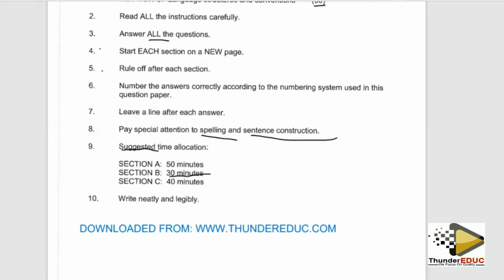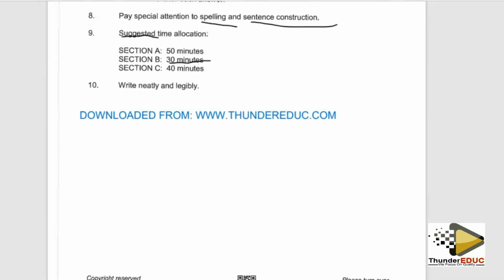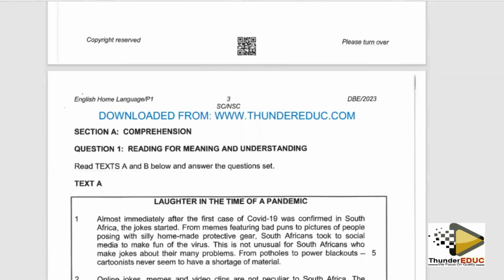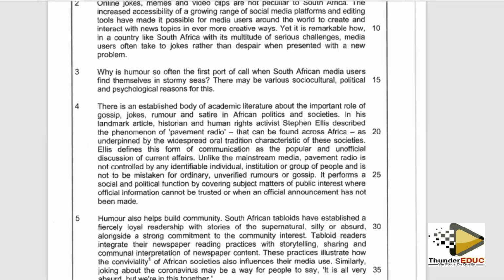Let's write neatly and legibly so that our handwriting can be seen and it can be marked. Those are our instructions and information that we must adhere to and internalize as we are starting with our exams.